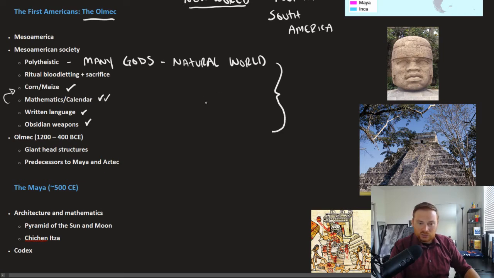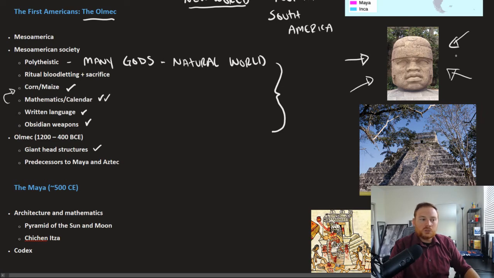Now, the Olmec civilization in particular. All of these things, essentially the technology, the knowledge, writing systems, are passed down throughout the years, but the Olmecs themselves were at their height from 12,000 BCE to 4,000 BCE. That's really when the Olmec civilization thrived. And they're most well known for these giant head structures, which they created.